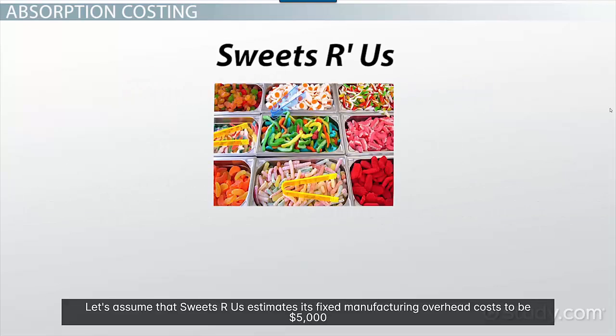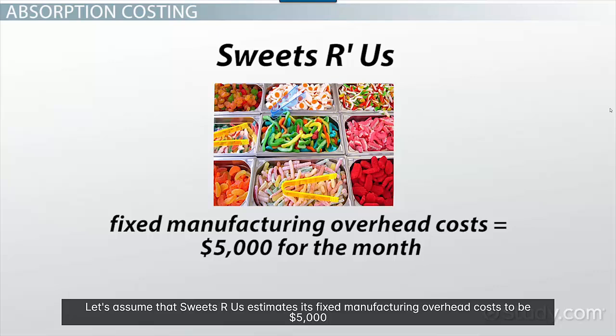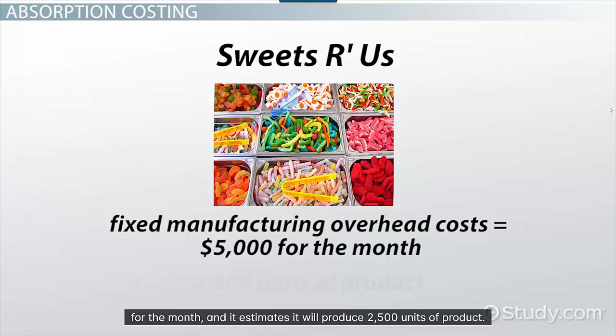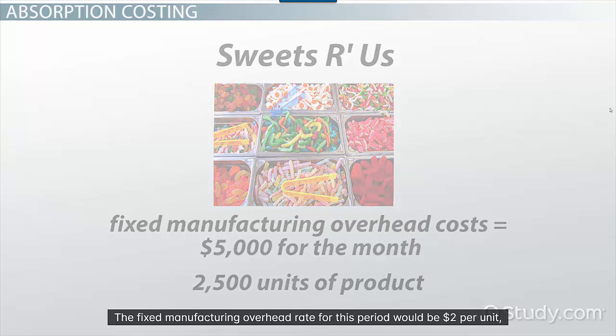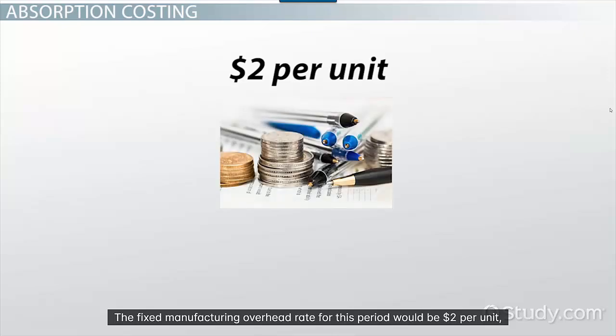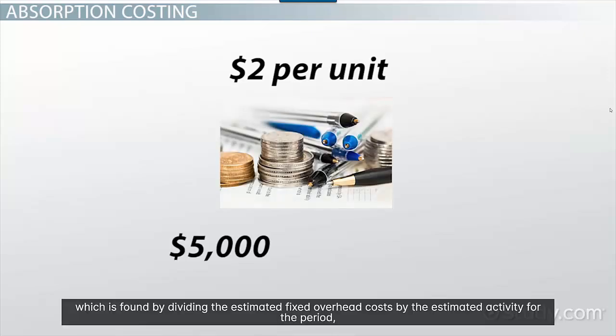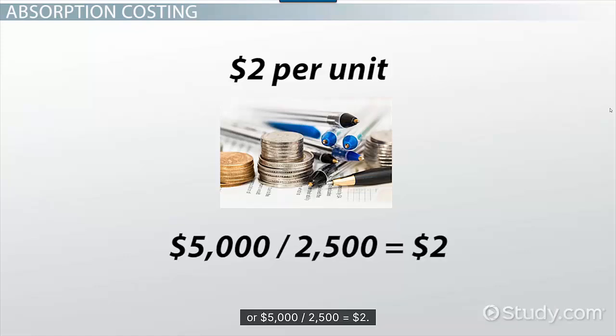Let's assume that Sweets R Us estimates its fixed manufacturing overhead costs to be $5,000 for the month, and it estimates it'll produce 2,500 units of product. The fixed manufacturing overhead rate for this period would be $2 per unit, which is found by dividing the estimated fixed overhead costs by the estimated activity for the period, or $5,000 divided by 2,500 equals $2.